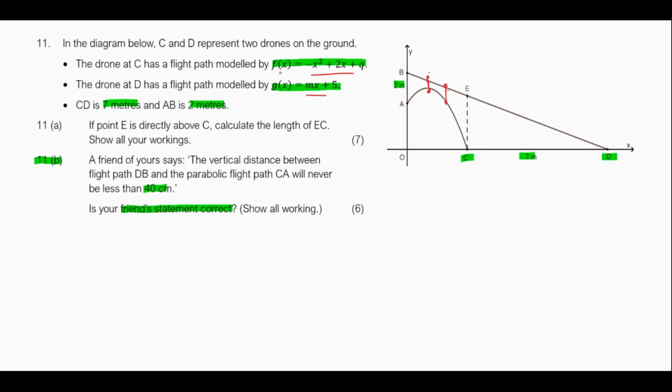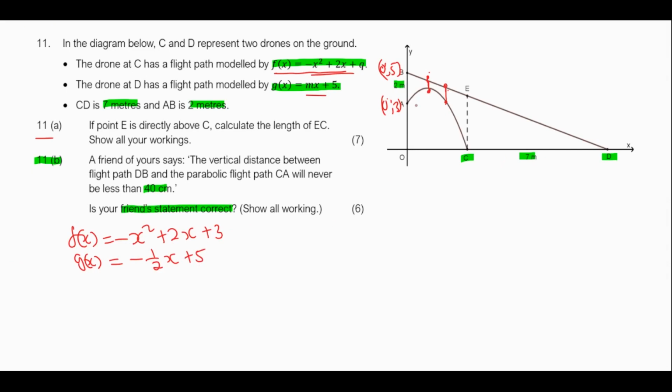So we managed to find f of x. We say that f of x is equal to negative x squared plus 2x plus 3 from the previous question. Then this one is (0, 3). f of x is equal to negative x squared plus 2x plus 3. And then g of x, we found that the gradient is negative 1 over 2, so it's negative 1 over 2 x plus 5.